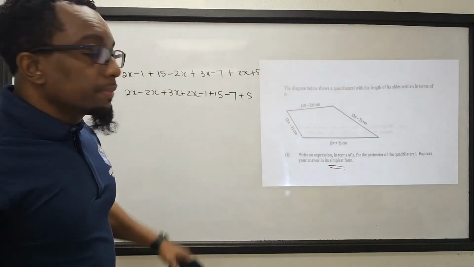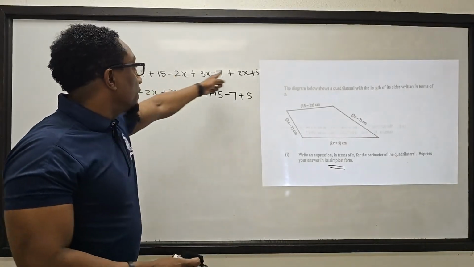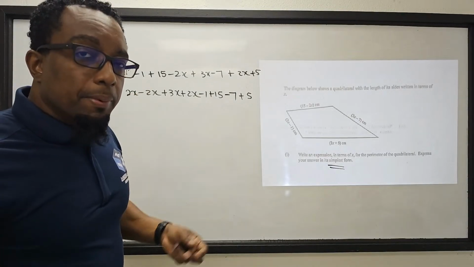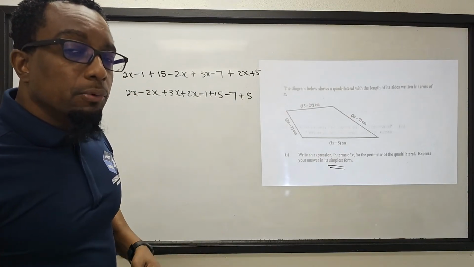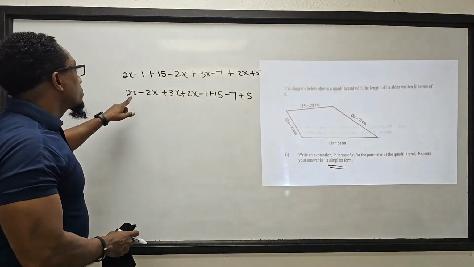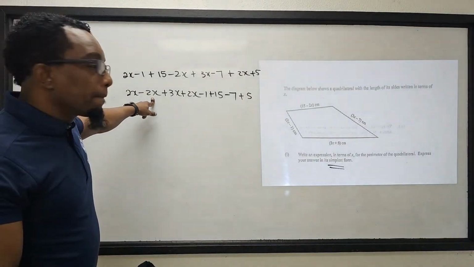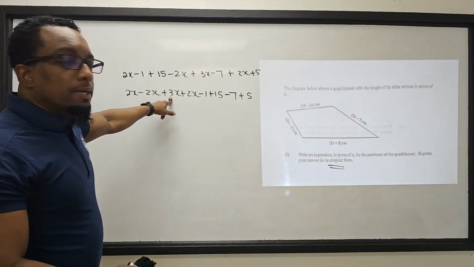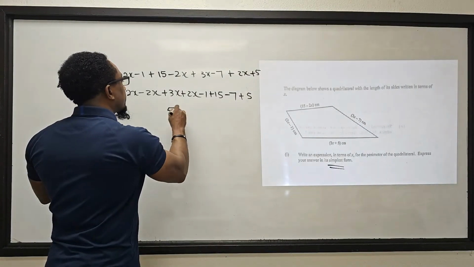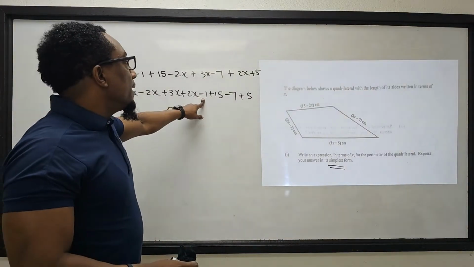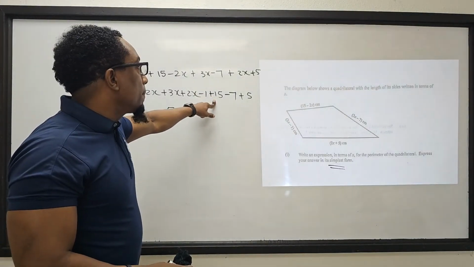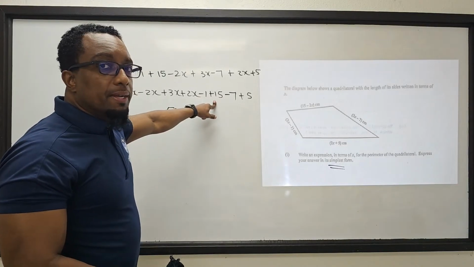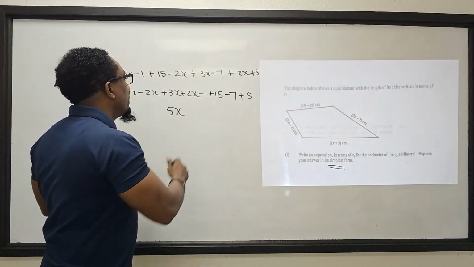So the same expression, this is an expression, but we have it now where our terms are properly grouped. Rearranged, properly grouped, and let's simplify. So 2x subtract 2x is 0. 0 plus 3x is 3x. 3x plus 2x will be 5x. -1 plus 15 is 14. 14 subtract 7 is 7. 7 plus 5 will be plus 12.